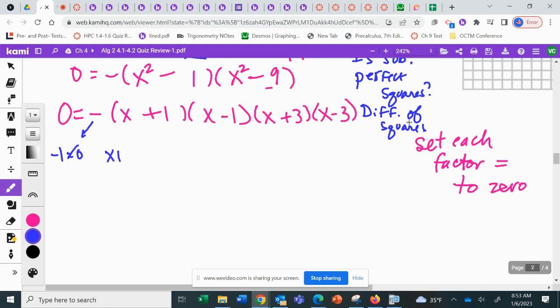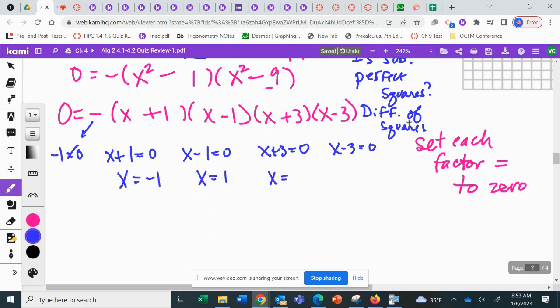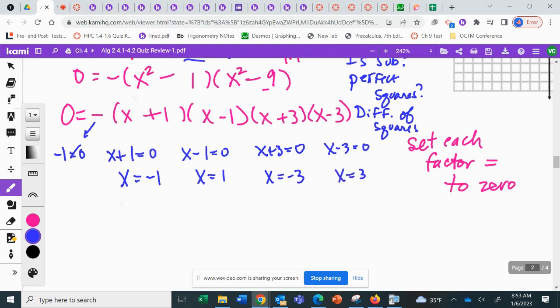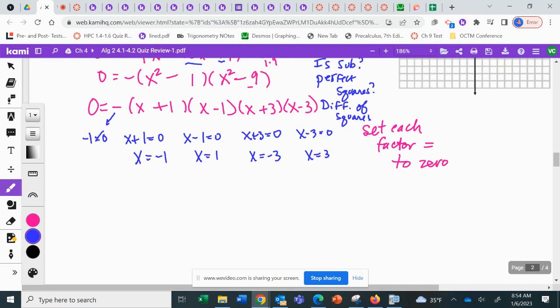But then I need to do x plus 1 equals 0, x minus 1 equals 0, x plus 3 equals 0, x minus 3 equals 0, and we need to find each x value. How many x values did I get? 4. And that's what we said the highest amount that we could get was.